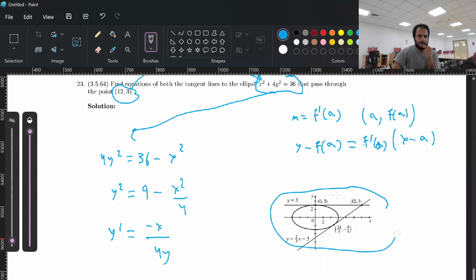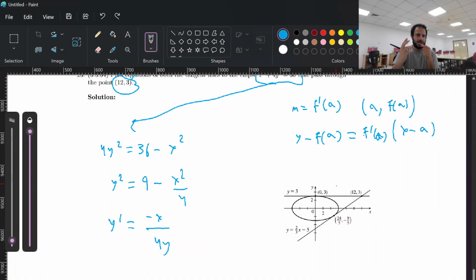This curve is not given. We need to find the points by ourselves. I mean, this was just an illustration for the question. So we need to solve without this.